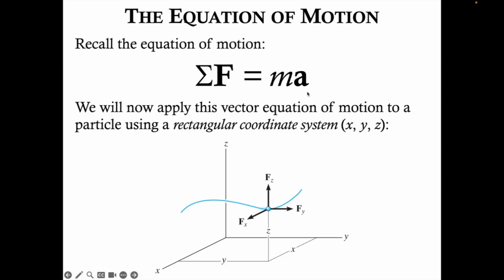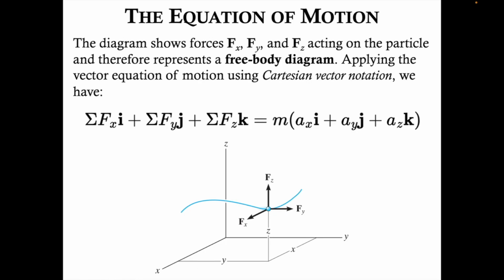We will now apply this vector equation of motion to a particle using a rectangular coordinate system, an XYZ coordinate system. So here we have an XYZ coordinate system. The blue curve represents the path that the particle is traveling along. Here we have the particle with forces F sub x, F sub y, and F sub z acting on it, and the coordinates of the particle at this instant are x, y, and z. The diagram here shows the forces F sub x, F sub y, and F sub z acting on the particle and therefore represents a free body diagram.